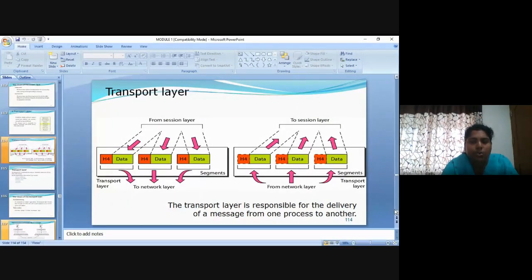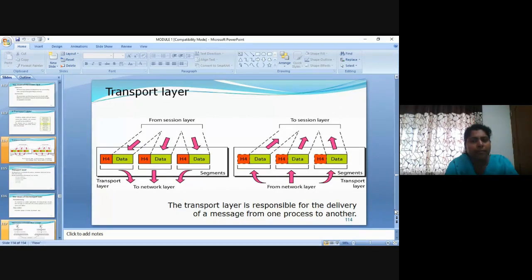The meaning is you have different processes running in a machine. If you want to reach exactly the correct process at the destination, the transport layer will take care of that. So it is responsible for the delivery of a message from one process to another. Here, process means in a system you might be running many applications, right? Particularly to which application the data should reach is taken care of by the transport layer.